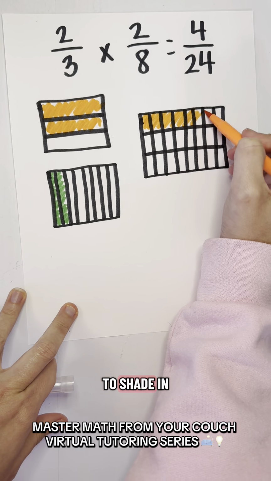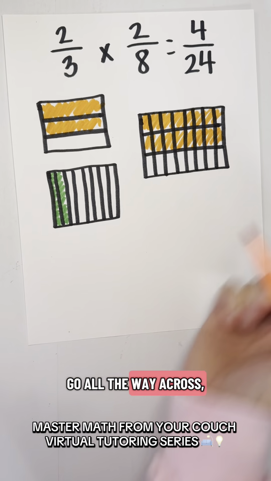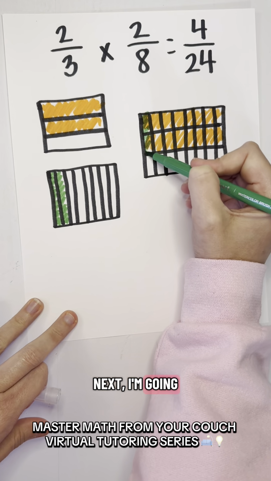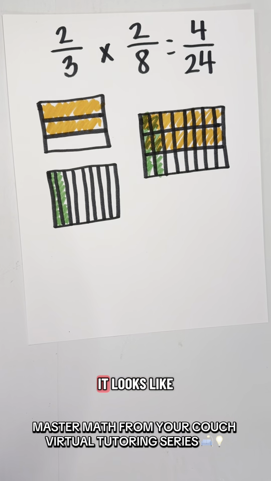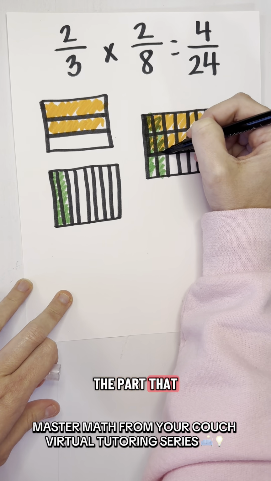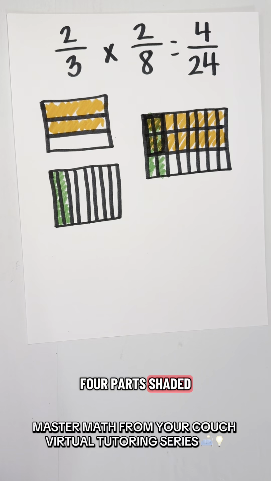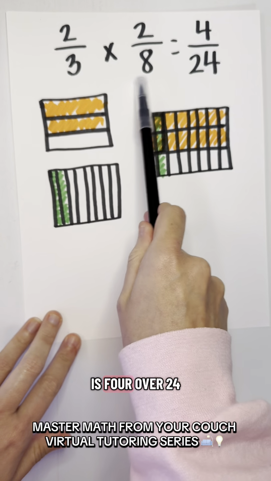Now I'm going to shade in 2 on the very top. I'm going to go all the way across because that is what it looks like in the original problem. Next, I'm going to do the same thing. I'm going to shade 2 all the way down because that's what it looks like in the original problem of 2/8. You can see the part that overlaps would be our product, which is our answer. There are 4 parts shaded now out of a total of 24. So the answer is 4/24.